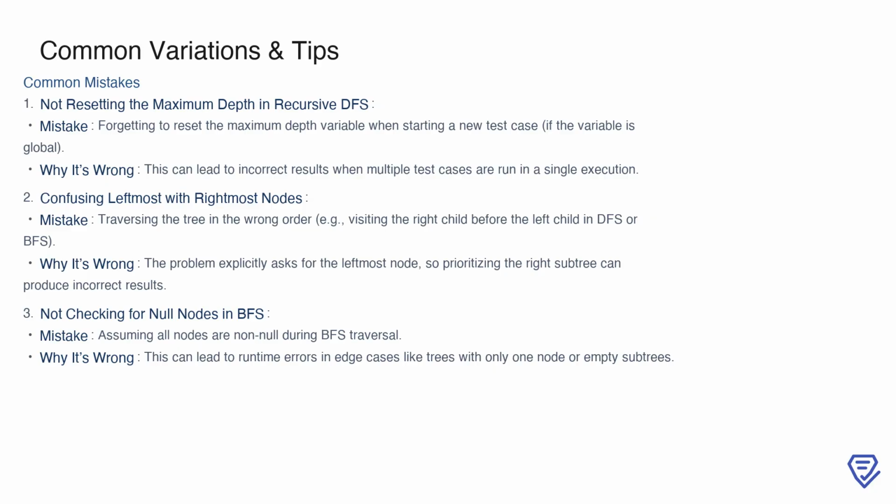Next, it's important to remember that the problem asks for the leftmost node at the bottom level. Traversing the tree in the wrong order, such as visiting the right child before the left, can lead to selecting the wrong node. Finally, when using breadth-first search, always check for null nodes. Assuming all nodes are non-null can result in runtime errors, especially in edge cases like single-node trees or trees with empty subtrees. These are critical points to address for a robust solution.